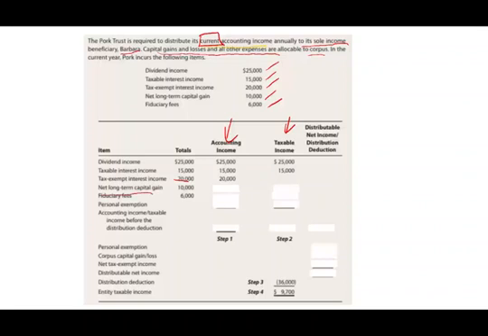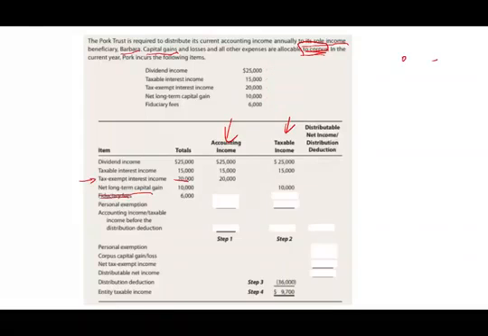Net long-term capital gain, $10,000. What do they say about net long-term capital gain? They said something about it. It's allocable to the corpus. So it's not part of the accounting income, because accounting income is what really gets distributed and what the beneficiary is responsible for. Therefore, there is nothing under accounting income. Is capital gain taxable? You bet it's taxable. Therefore, it's under the taxable column. Let's take a look at the fiduciary fees. It's $6,000. Is it accounting income?